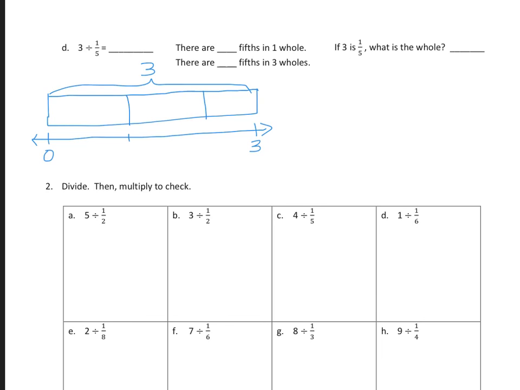So now we can label our number line underneath it. Up to this mark, that's 1 whole, and up to the next mark is 2 wholes. And so now we can go ahead and probably answer this first sentence. There are how many fifths in 1 whole? So we're looking at this 1 whole right here. How many fifths are there?